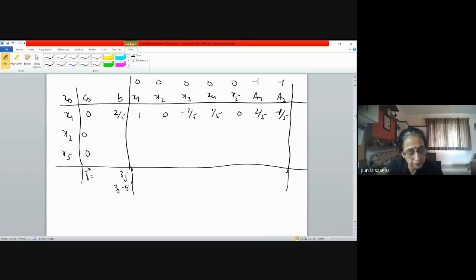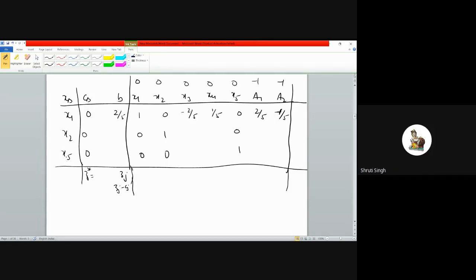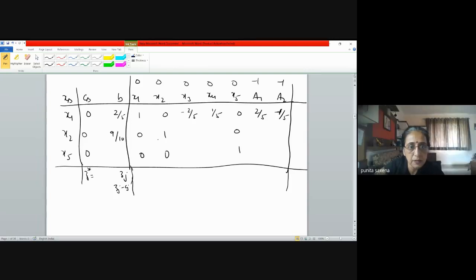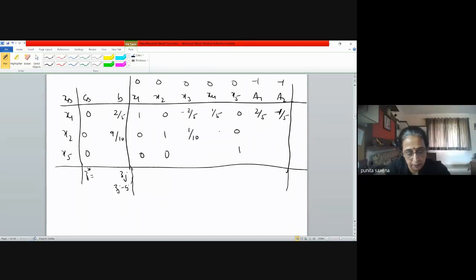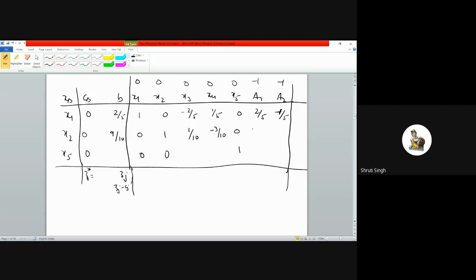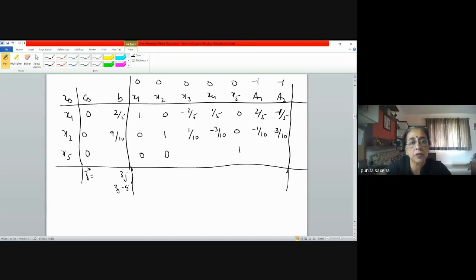What will be the second row? Okay. 9 by 10, 9 by 10, 0, 1, 1 by 10, 1 by 10, minus 3 by 10, right? 0 minus 1 by 10. 3 by 10, 3 by 10. That's right. And the last row?